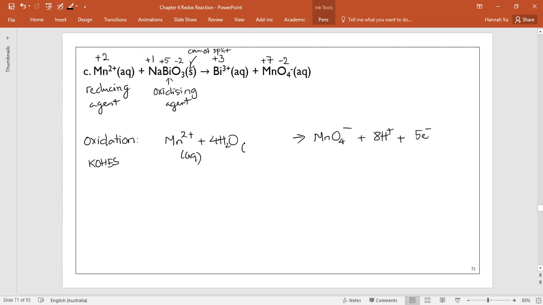And I'm just going to add states in. Never forget states. So that's oxidation. For reduction, we're going to have NaBiO3, solid, going to Bi3+.